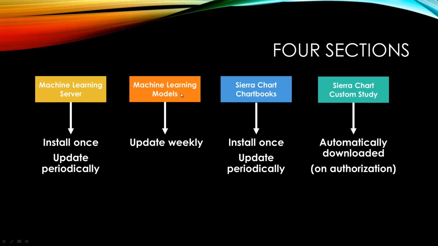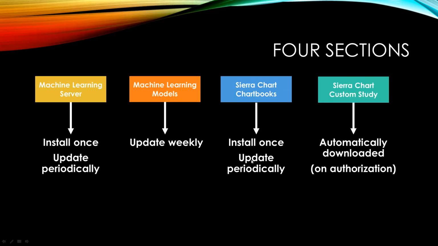There are the machine learning models. These contain the input to the machine learning system to produce the prediction, and we update those weekly. So we train the machine learning system on the latest data that we have available. Every week a new set of models comes out. So this process here that you're going to learn, we're going to do weekly. The Sierra chart books, the blue rectangle, install once, and the same thing.